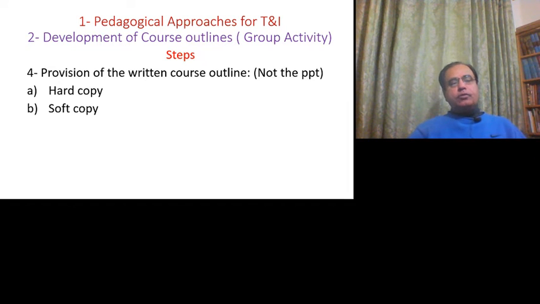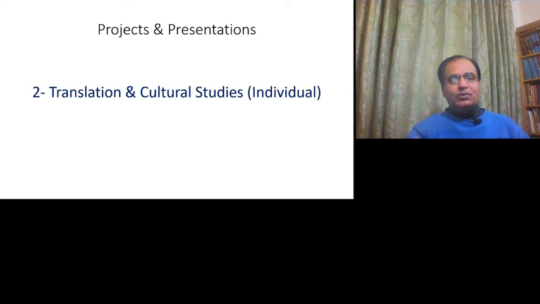Step 4, provision of the written course outline, not the PPT. It will be one from female, one from male, only one. Provision of the written course outline in this format, a hard copy and a soft copy. For the soft copy, remember, I need Word and PDF. So one of your group members shall email me the soft copy in Word format and PDF format. And I hope it is now finished and we can go to the next.